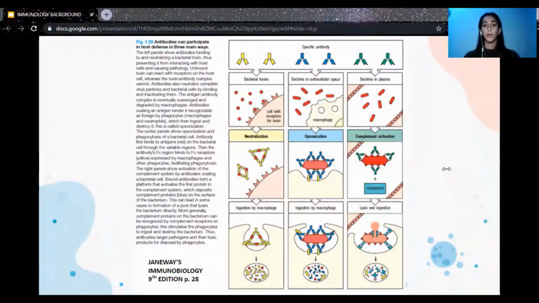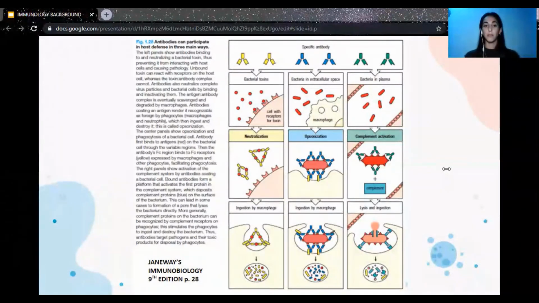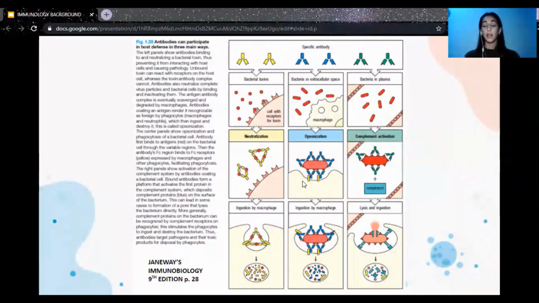For bacteria, however, this binding of the antibodies to the bacteria is not enough to stop the replication. In this case, the function of all the antibodies that are going to bind, here we can see in the picture, all the antibodies that are going to bind to the bacteria, is to act like a tag on them.